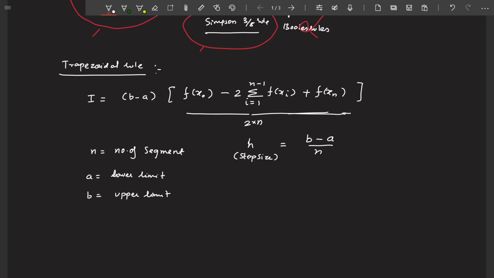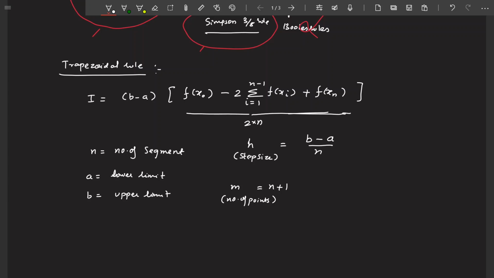Okay. And there is one more term, m, that is the number of points, which is equal to n plus 1, that is number of segments, plus 1. Okay.